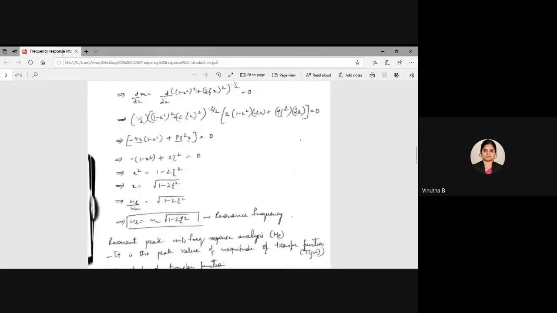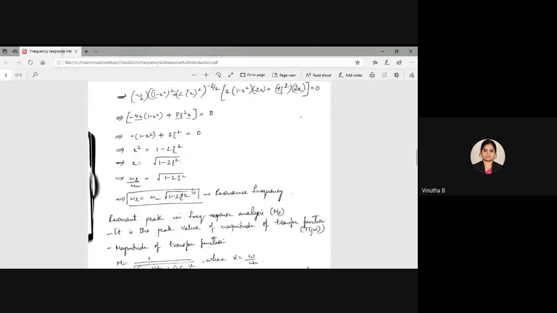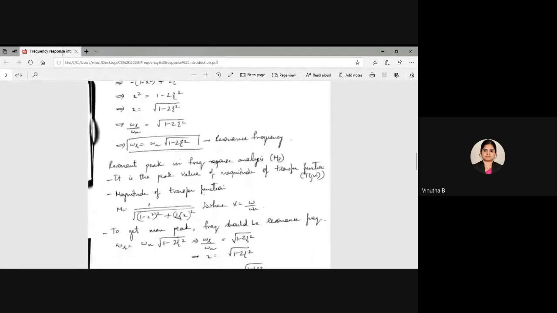So what is x? X is square root of 1 minus 2 zeta square. So what is x? X we already know, it is omega by omega n, but here this is a resonant frequency, so we are going to write this as omega r by omega n, which is equal to square root of 1 minus 2 zeta square. So that will be equal to omega r, which is equal to omega n times square root of 1 minus 2 zeta square, which is called as resonance frequency. So what is omega r? It is given by, the resonant frequency is given by omega n. Omega n means it stands for natural frequency. Omega r is omega n times square root of 1 minus 2 zeta square.